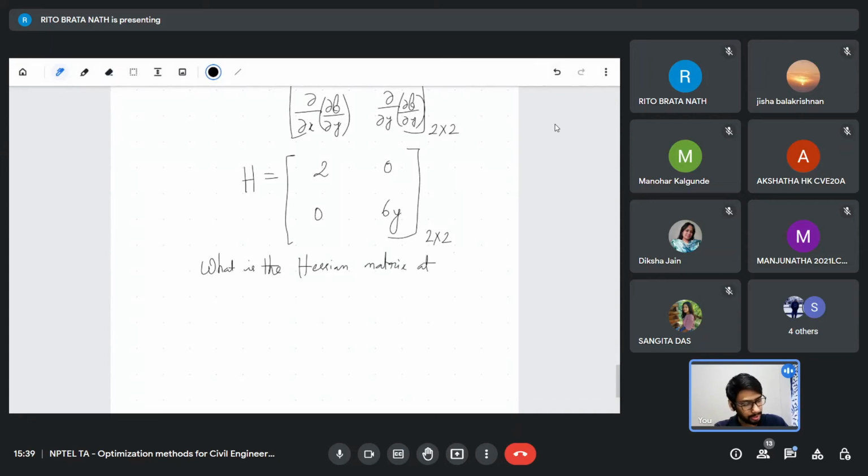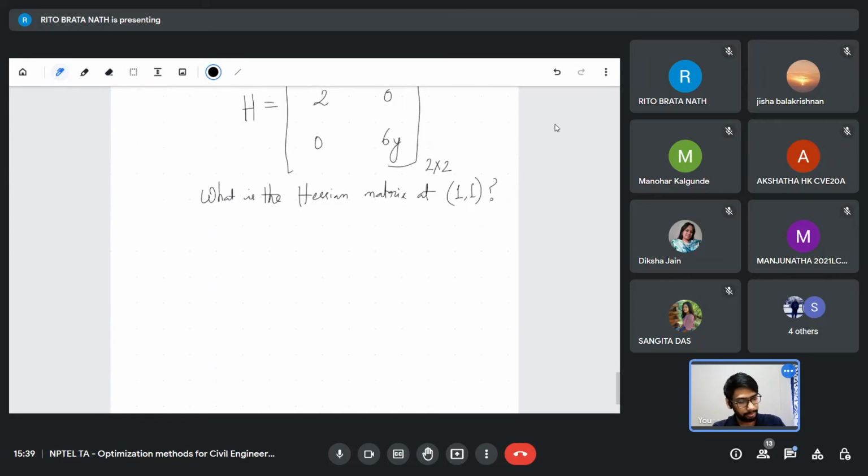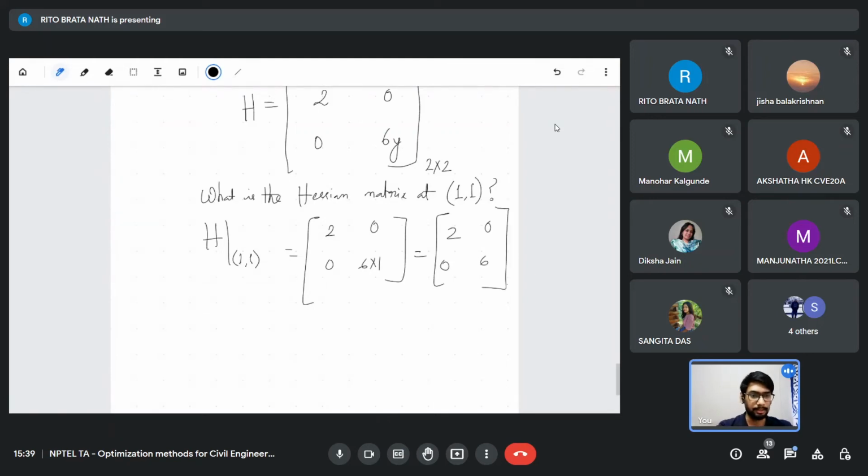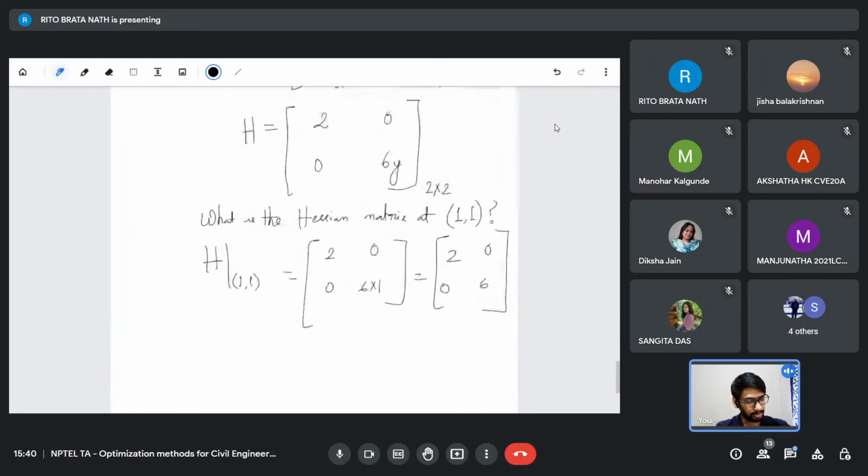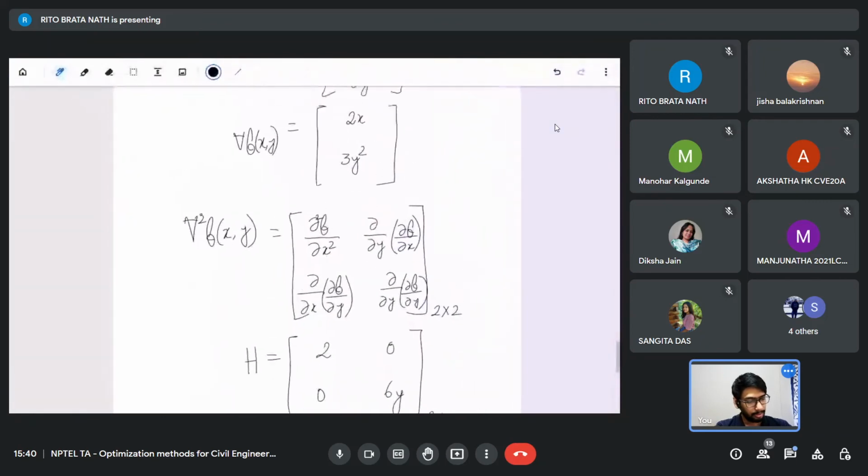at, say, 1 comma 1? What you need to do is take your H and put in 1 comma 1, so your x equals 1 and y equals 1. So it's your 6 multiplied by 1, and this is your 2006. So this is your final answer. You will probably get questions related to this one. I think this is pretty clear.